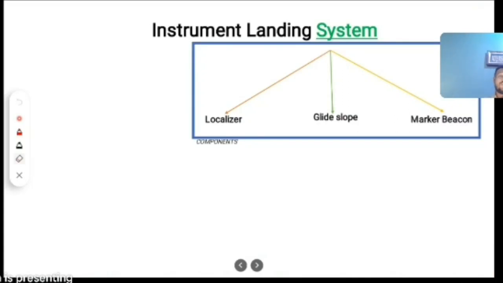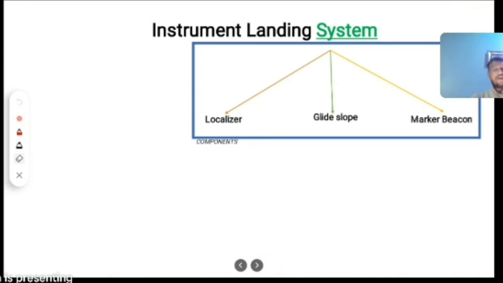Localizer, glide slope, another is marker beacon. So these components are having individual functions, same way as we have discussed regarding the washing machine. The drum is having a function to hold the water, the content. The motor is having a function to rotate the drum to wash the content. The control panel is having function to set time. Body, that function is to hold the whole system.